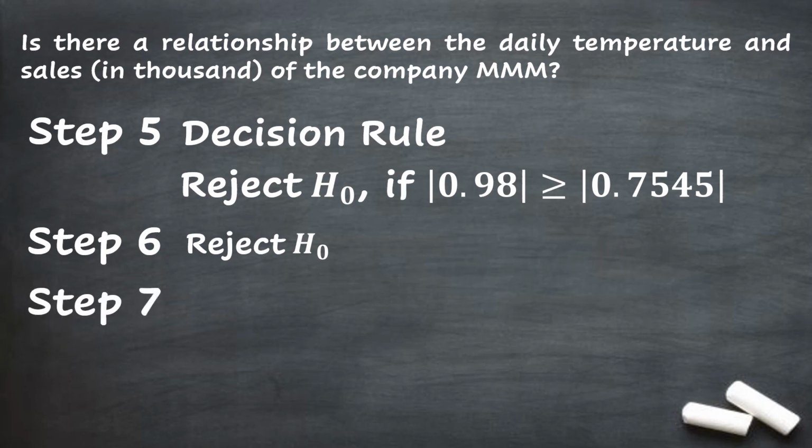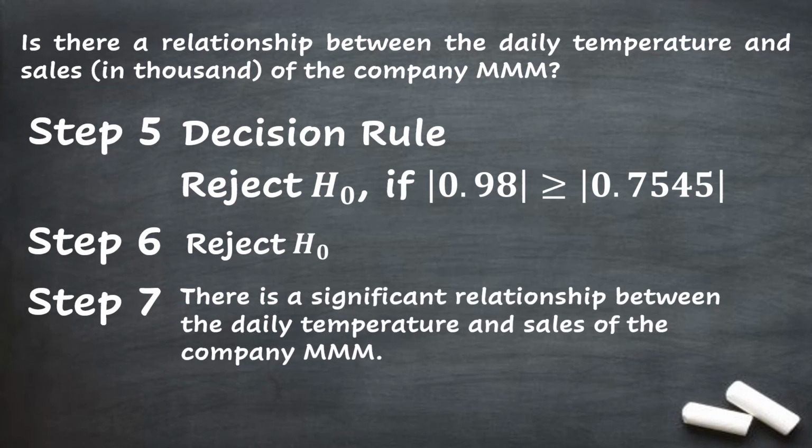Next step and last step for this given problem is the conclusion. Since we reject the null hypothesis, the basis for the conclusion is the alternative hypothesis, and that is there is a significant relationship between the daily temperature and sales of the company MMM. But we're not yet done because we still have to identify up to what degree is the significant relationship of those two variables. So how are we going to do that?